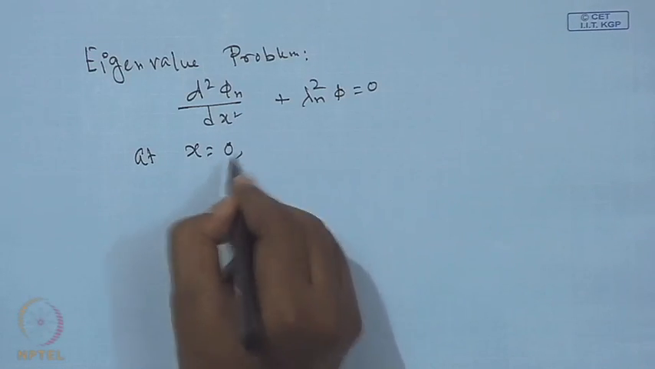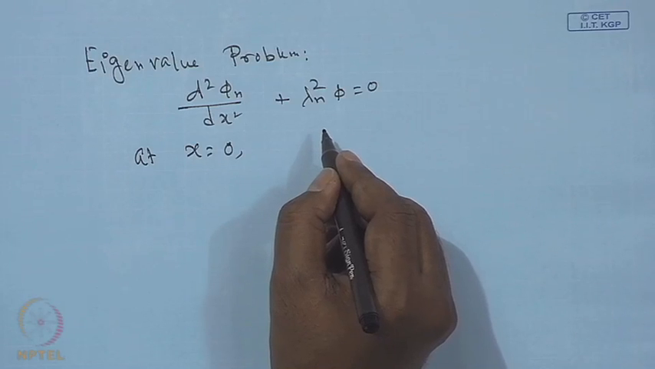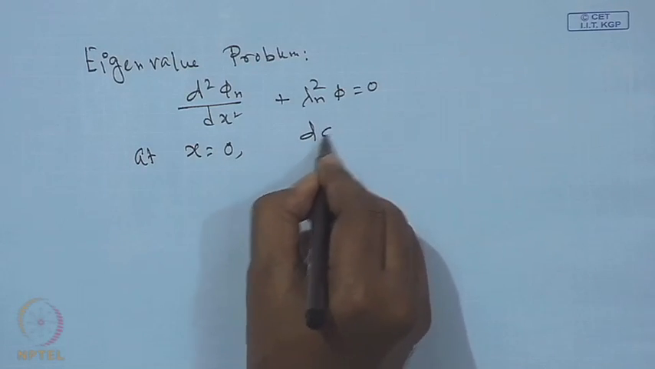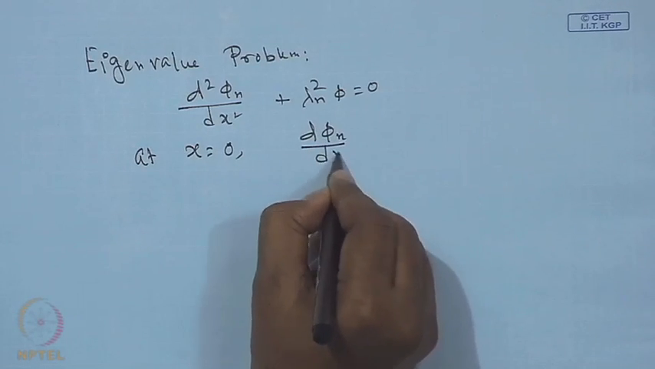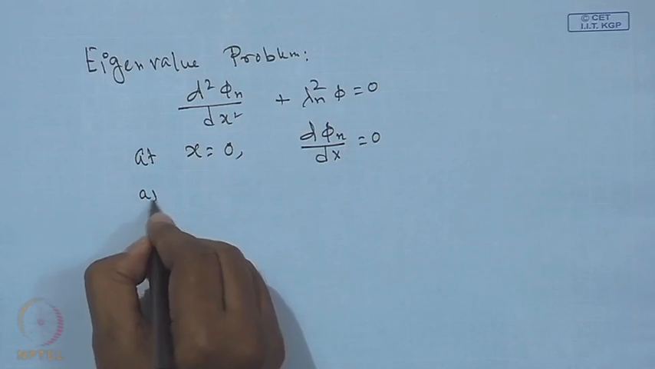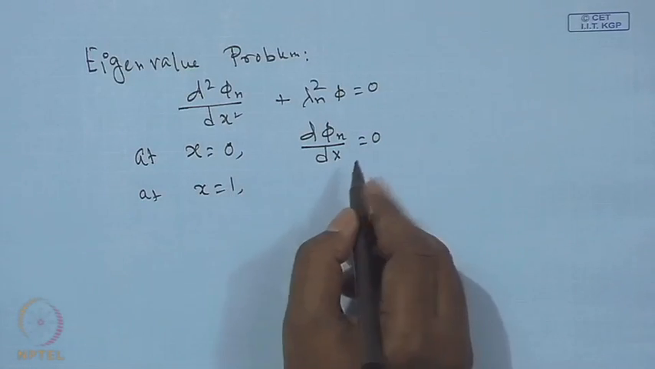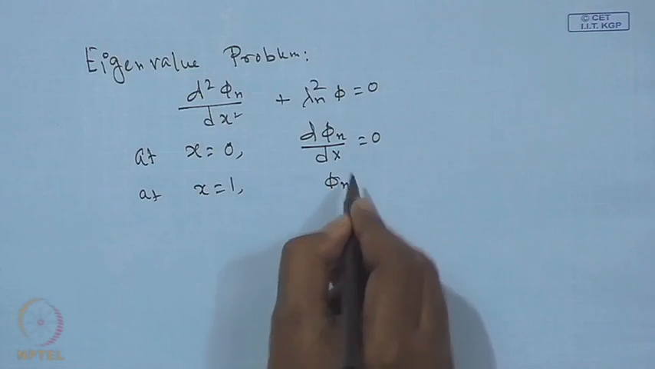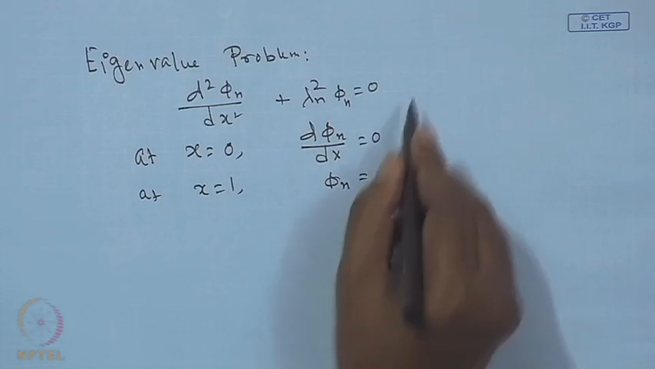At x is equal to 0, we had del g del x is equal to 0. Therefore, this will be d phi n dx is equal to 0, and at x is equal to 1, we had g is equal to 0. Therefore, phi n should be equal to 0.